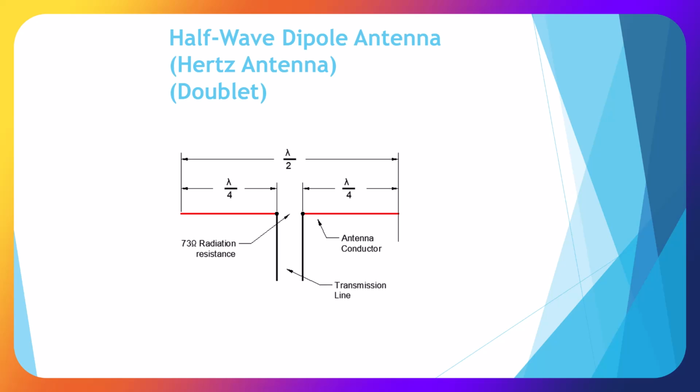Here is a diagram of a half-wave dipole antenna. Dipole means two poles, and it's also known as a Hertz antenna or doublet. Here we see the incoming transmission line, which is the line that feeds from the amplifier. Here's a conductor in two pieces. It is a 1/2 wavelength. Each half is a 1/4 wavelength, and the basic resistance, or impedance, is 73 ohms.